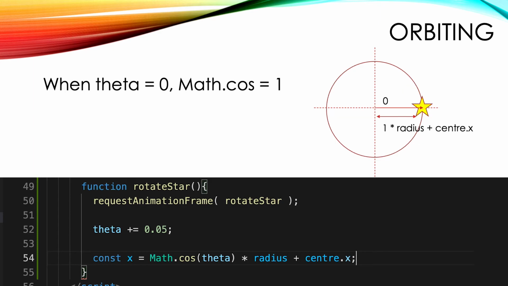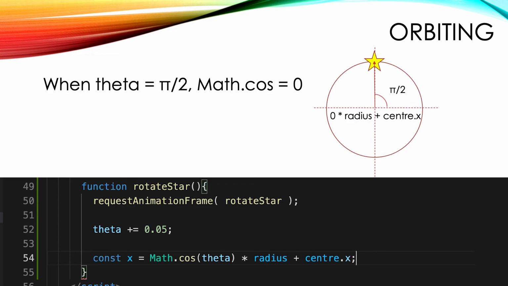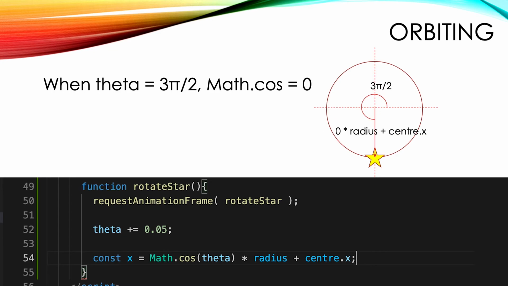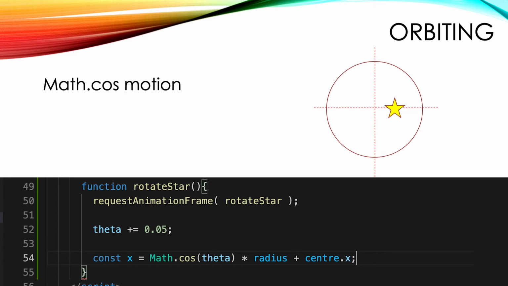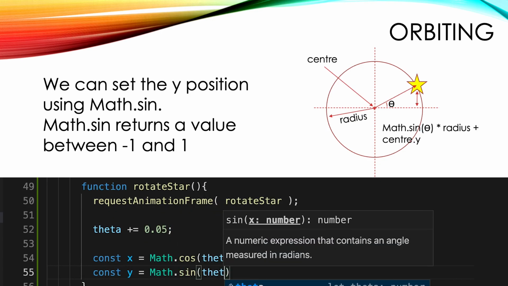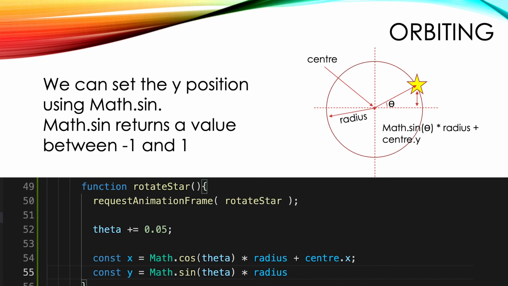When theta equals 0, cos equals 1. Theta equals pi by 2, cos equals 0. Theta equals pi, cos equals -1. And theta equals 3 pi divided by 2, cos equals 0. So the x value slides left until theta equals pi, then slides right until theta equals 2 pi. And this then repeats. The y position is more or less identical, but we use the sine method, not cos.